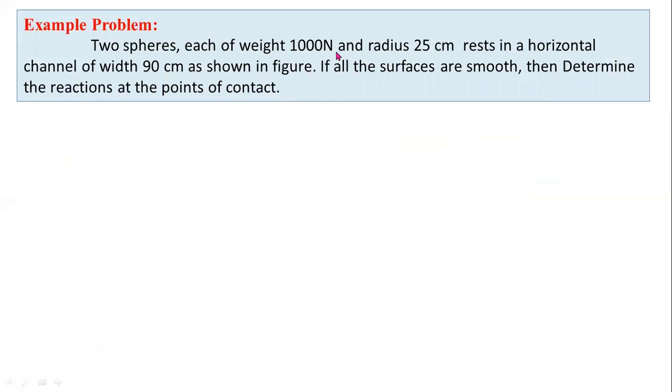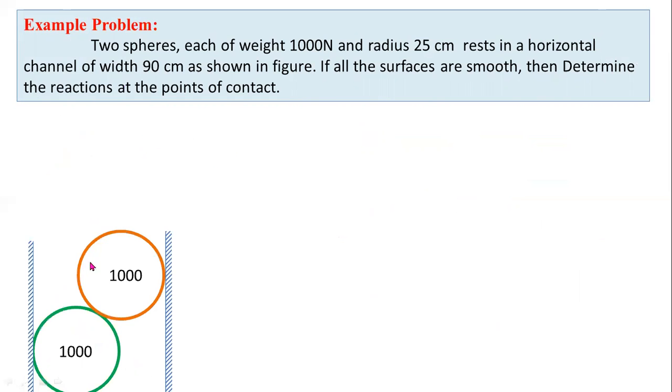Two spheres, each of weight 1000 newtons and radius 25 centimeters, rest in a horizontal channel of width 90 centimeters as shown in the figure. If all the surfaces are smooth, then determine the reactions at the points of contact. Okay, this is the given question, and this is the given figure.